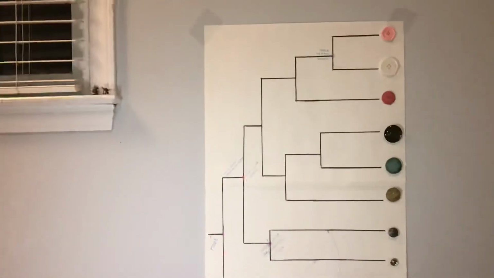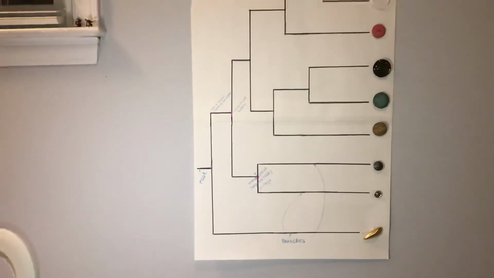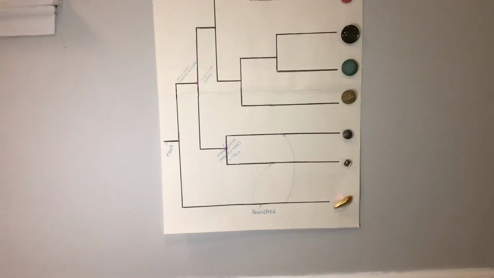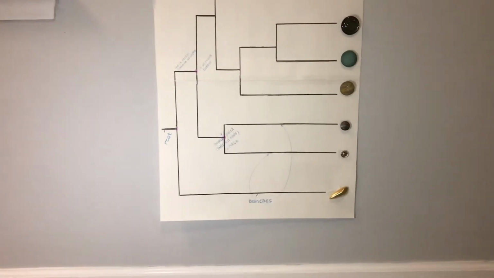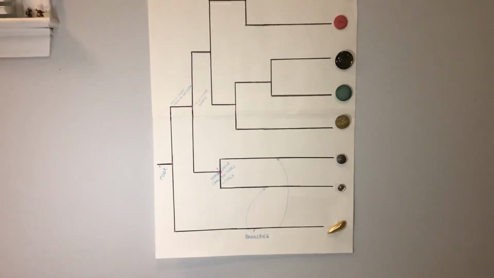From the left, we have the most recent common ancestor to all buttons. As we said, the gold one branches out independently, right here, and it's also called an outgroup. It doesn't share any of the traits observed in the rest.